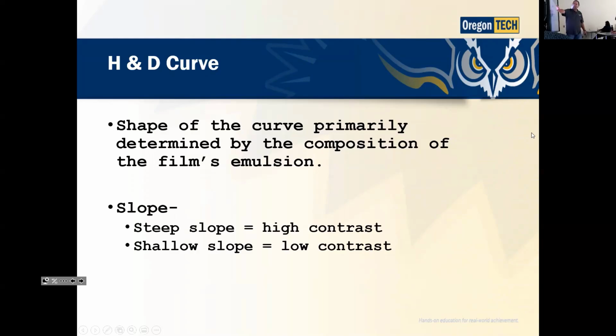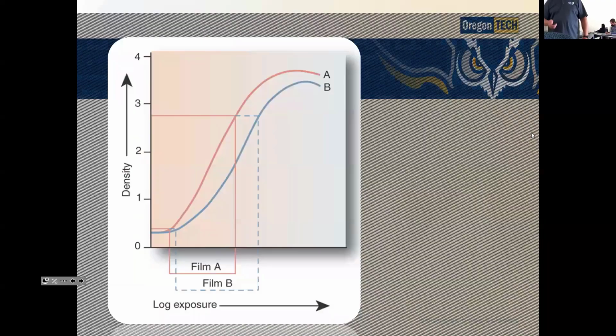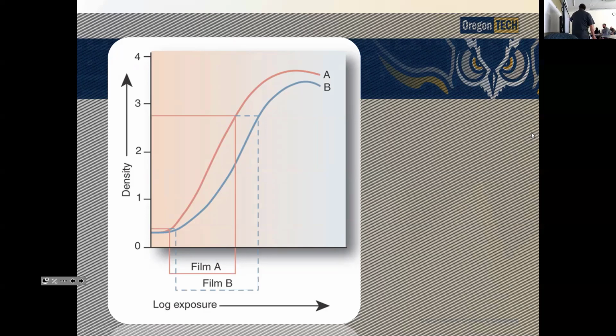Don't worry about this up here. It's not that big a deal. This is showing two different films, the H&D curves. A is higher contrast. You can see the slope of the diagnostic range. Remember, diagnostic range is going to be right here, and diagnostic range on this one's right here. You can see the difference in the slopes. The steeper the slope, the higher the contrast. So A is higher contrast, B is lower contrast. Questions about that?